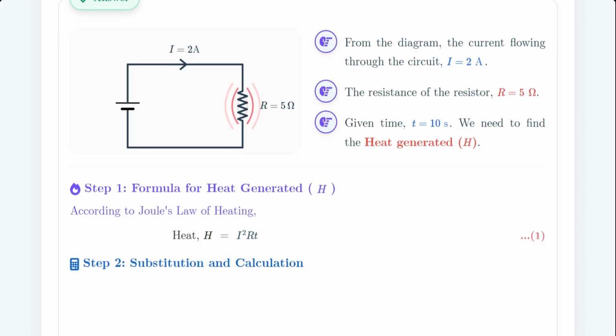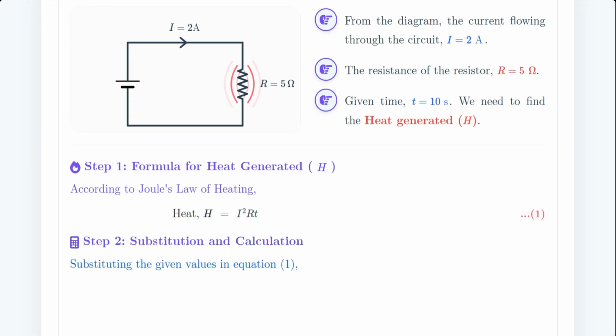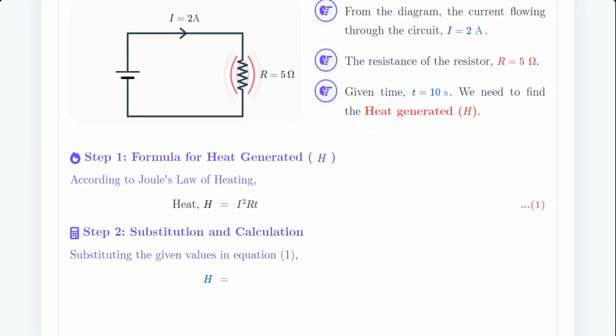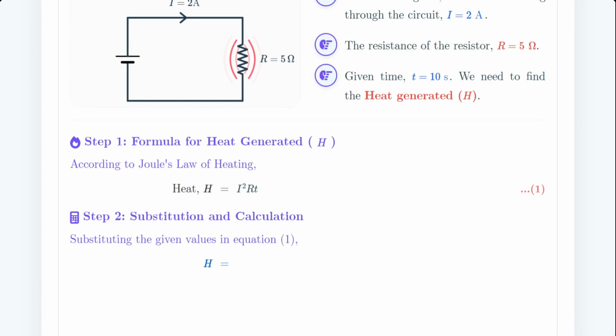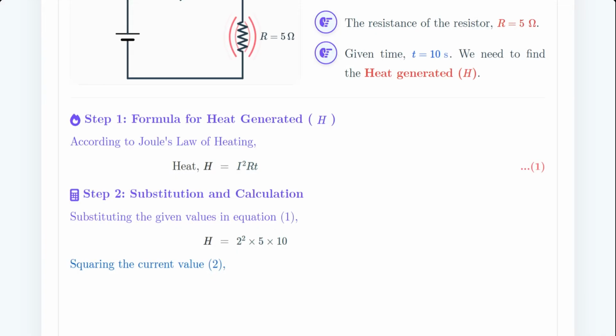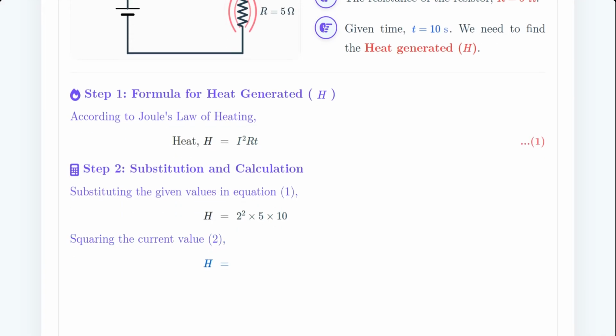Now, let's substitute the given values into the equation. Substituting the values, H is equal to 2 squared into 5 into 10. First, let's square the current value, 2. H is equal to 4 into 5 into 10.